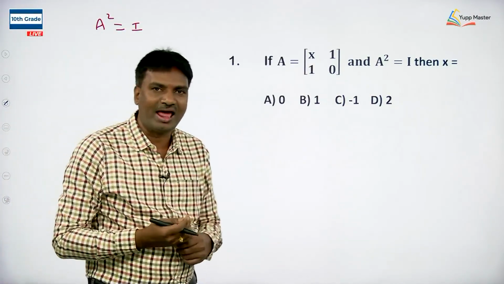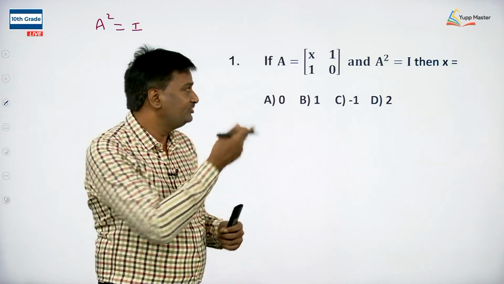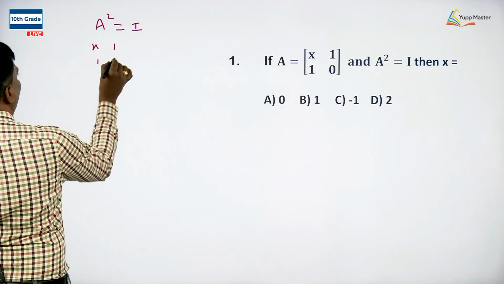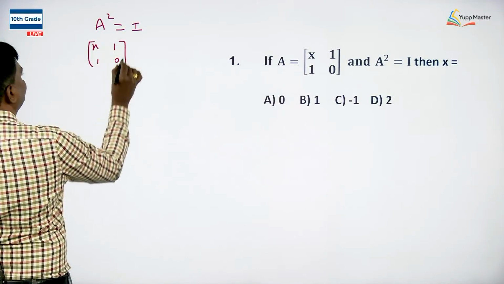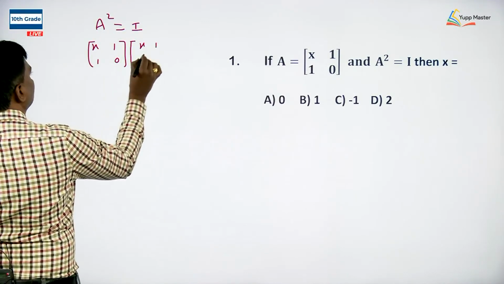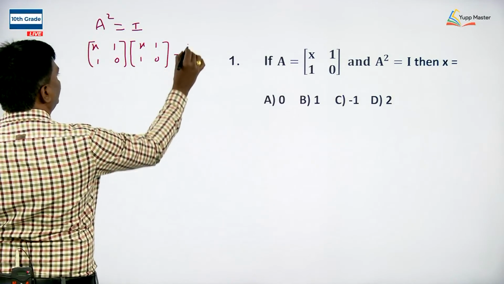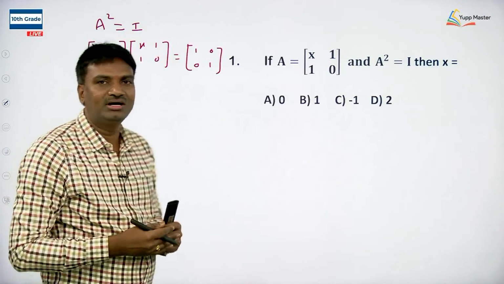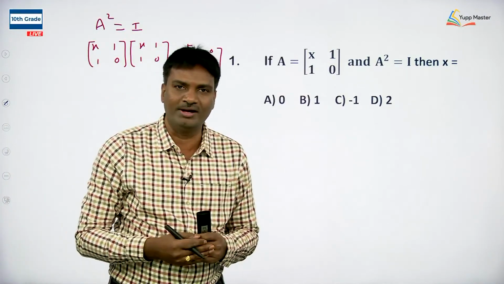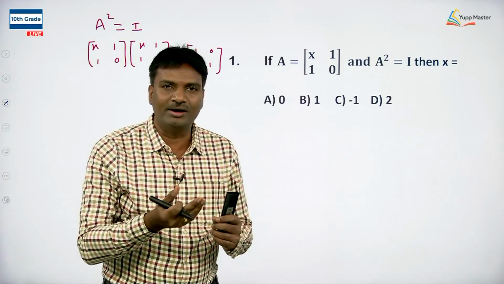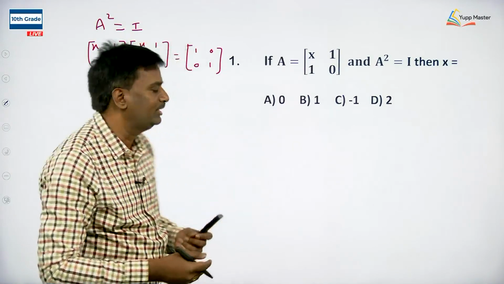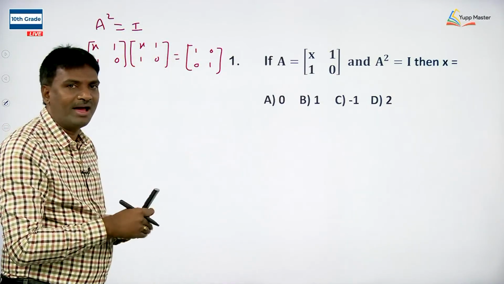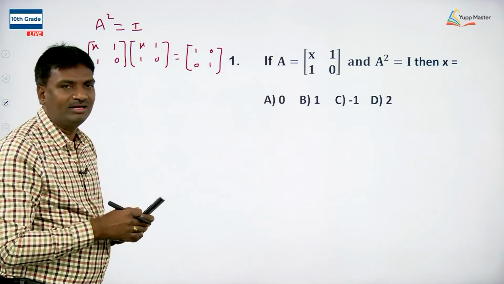Let us write A squared as A into A, where A is given as [x 1; 1 0]. So [x 1; 1 0] into [x 1; 1 0] equal to [1 0; 0 1]. So that is the identity matrix of order 2 by 2. In LHS we have the product of two matrices. Let us multiply them. Since these two are 2 cross 2 square matrices, clearly we can multiply them.